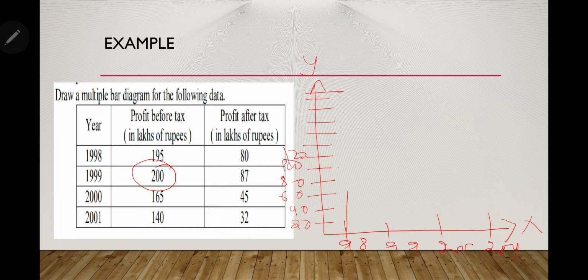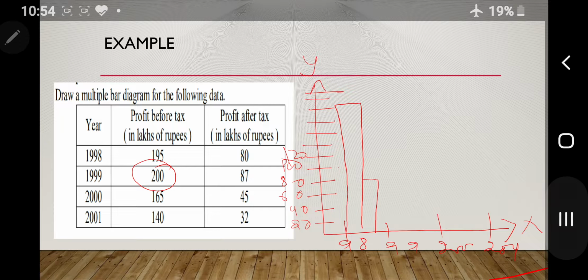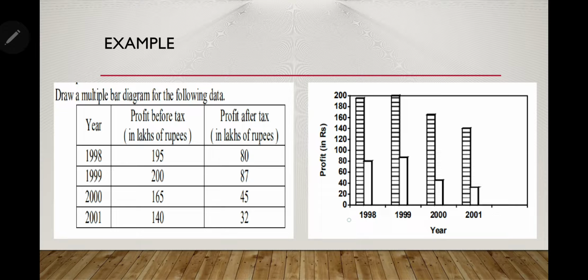So for this year my profit is 195 before tax and after tax it is 80. Similarly, we can draw these adjoining bars and my final diagram will look somewhere like this. Again, notice that height is different but width of all bars is the same. Also, here you can see that different shading is used to denote profit before tax and after tax. So we need to mention a key box or index in order to show which bar is showing profit after tax and which bar is showing profit before tax.